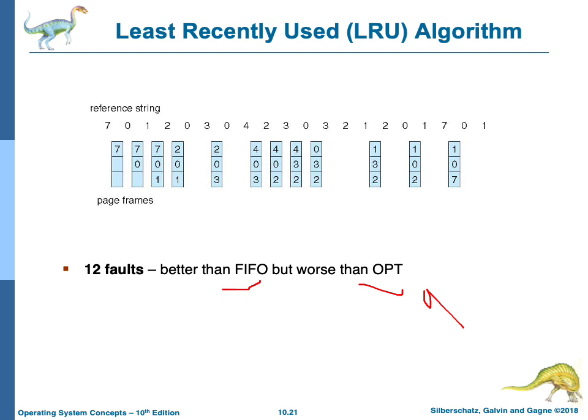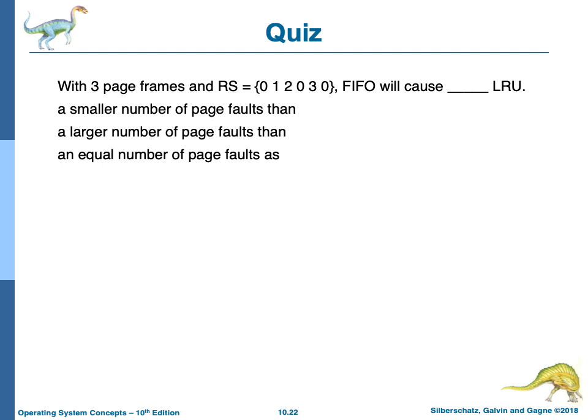page faults. But as we saw, we cannot apply the optimal algorithm because we do not have knowledge of the future. And so if we have this reference string and we want to compare FIFO versus least recently used, and we only have 3 frames, okay, 3.